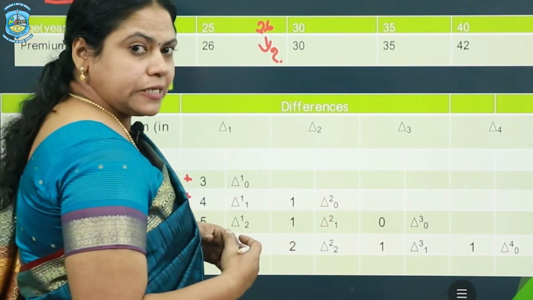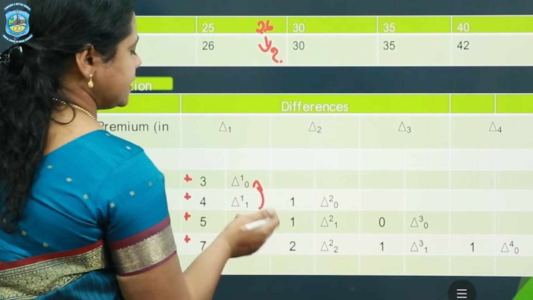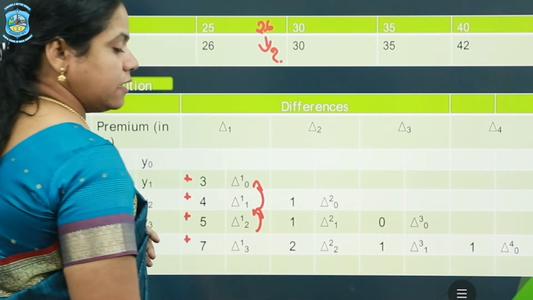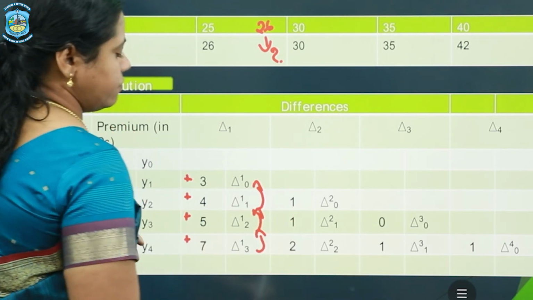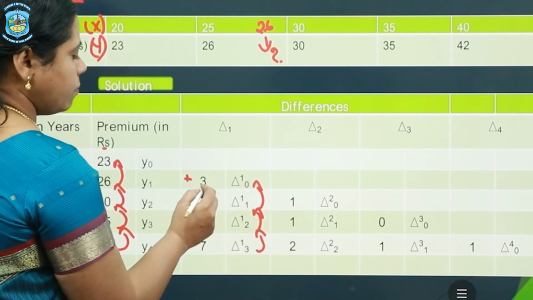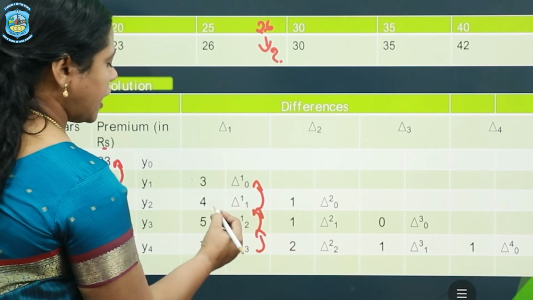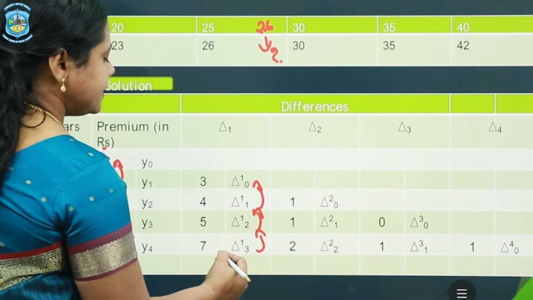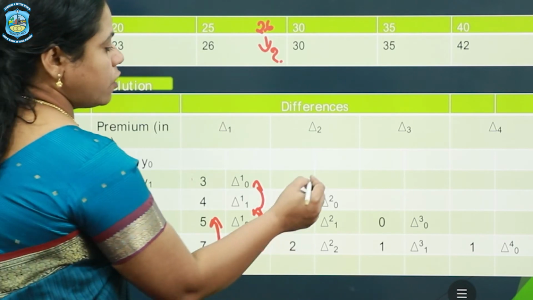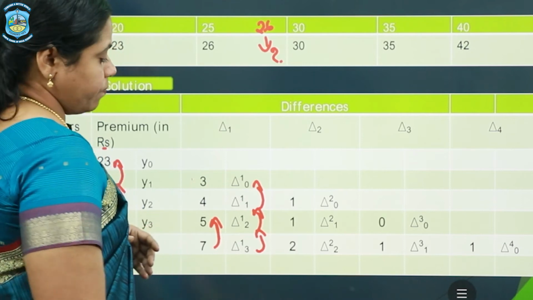Now let's move to the second leading difference. Second leading differences are calculated by taking the difference between del 1 1 minus del 1 0, then del 1 2 minus del 1 1 and del 1 3 minus del 1 2. So you look at here, del 1 1 minus del 1 0, 4 minus 3 is plus 1, 5 minus 4 plus 1 and then 7 minus 5, it is 2. So we got second leading differences 1, 2, 1, 1 and 2. Okay.